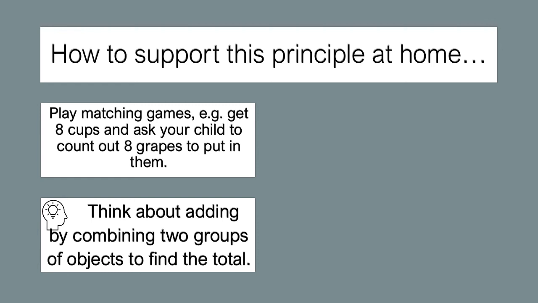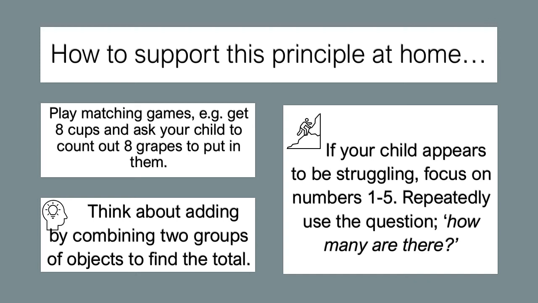If your child is really confident at this stage, you might think about combining 2 groups. So again, some of that early addition and finding the total. If they're struggling, as we said with previous principles, take a step back and look at smaller numbers, really thinking about consolidating the understanding of numbers 1 to 5 or even numbers 1 to 3, and repeatedly using the question and modelling the phrase, how many are there? There are 6 in total. There are 10 pieces of pasta here, emphasising to the child that counting has a purpose. It isn't just counting as a rote learning, it's understanding that there is a reason why you're finding a piece of information and you're telling somebody something.